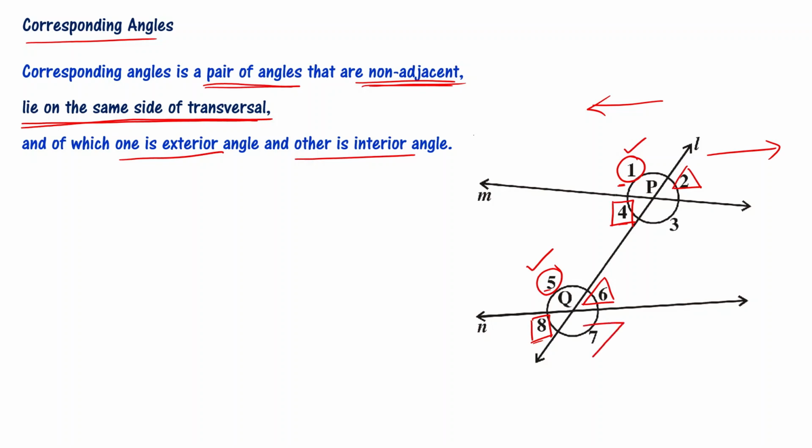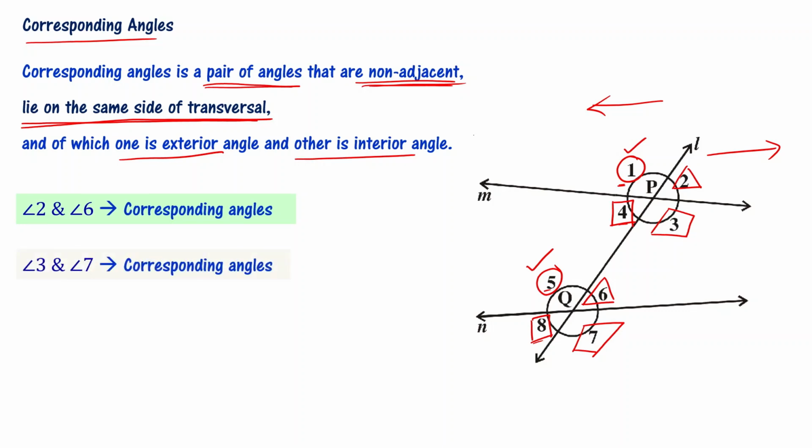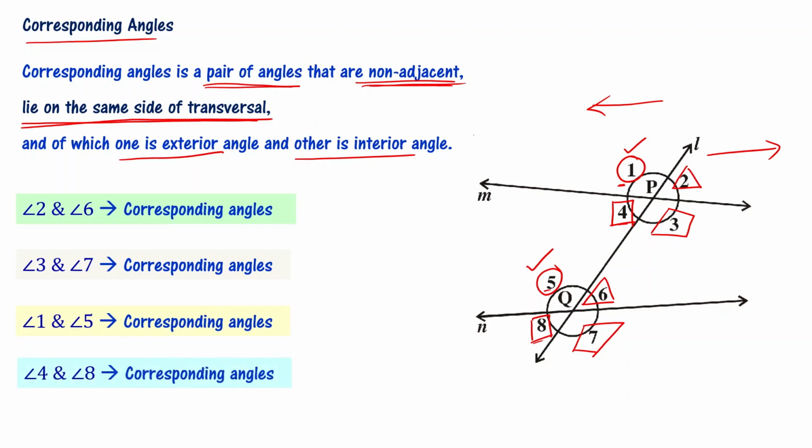Now let us look at this. 7 and 3. These two are another pair of corresponding angles. Let's note it. 2 and 6 are corresponding angles. 3 and 7 are corresponding angles. 1 and 5 are corresponding angles. And 4 and 8 are corresponding angles. Understood why these are called corresponding angles? Because they are on the same side of the transversal. They are non-adjacent and out of that pair, one of them is exterior and one of them is interior angles.